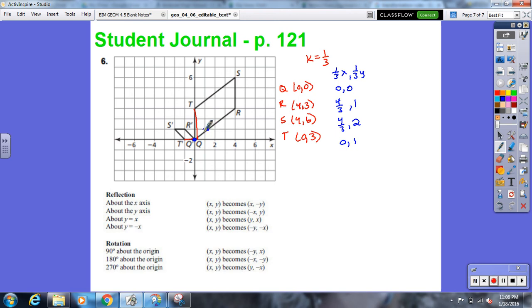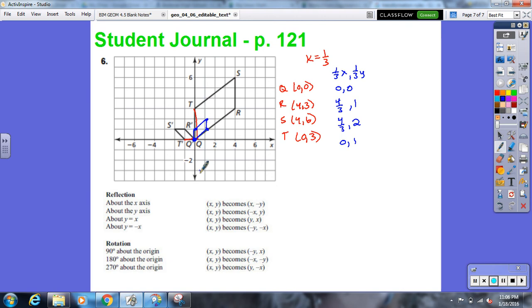Okay, and then let's see here. We are going to have over 4/3, up 2. Alright, so about right there. And we're going to have 0, 1.